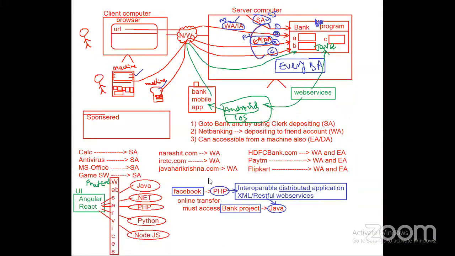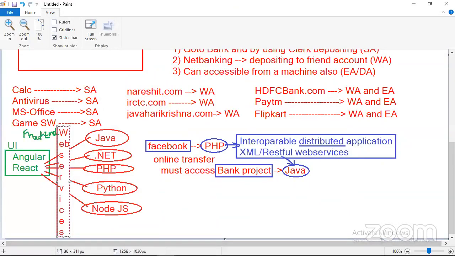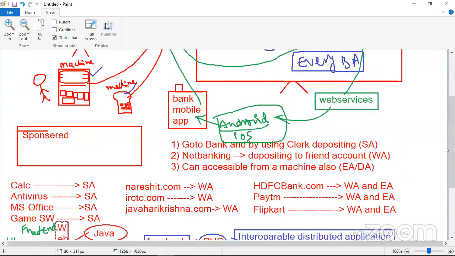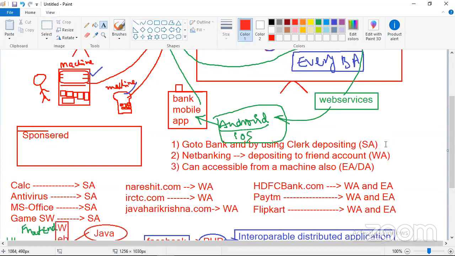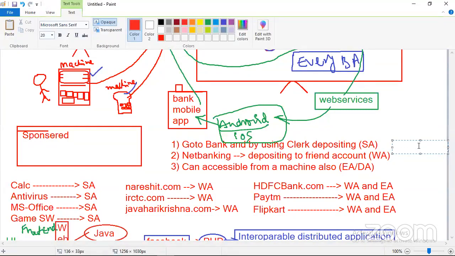I hope I reached my target. Today's class is making you understand the different types of applications running in the market, and how can I develop those applications, which technologies we use. Web service is the same for all languages. If I want to develop a standalone application by using Java, I must use just core Java, just core Java.